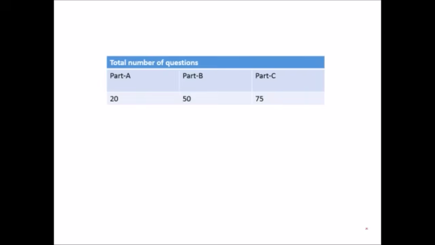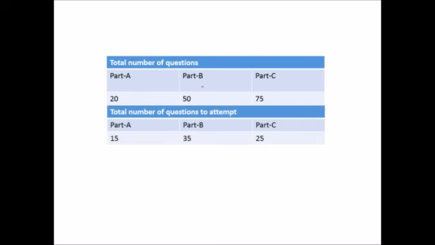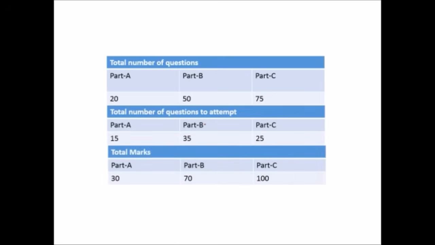There are three sections in CSIR JRF NET: Part A, B and C. There are 20 questions in part A, 50 questions in part B and 75 questions in part C. But out of this you have to attempt only 15 questions in part A, 35 questions in part B and 25 questions in part C. And there are 2 marks questions in part A and B. So in total you have 30 marks in part A, 70 marks in part B and 100 marks in part C.